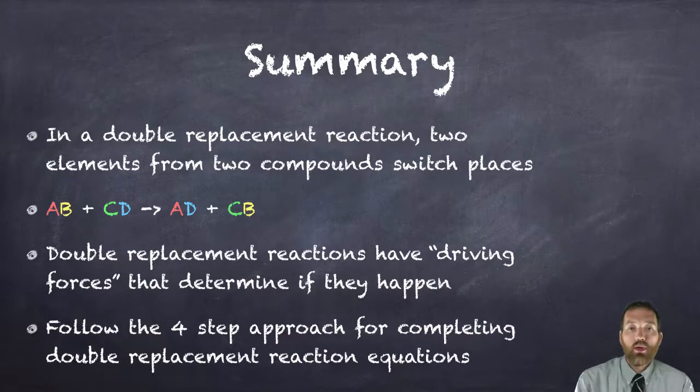So step number one, I like to assign all the charges. Step number two, I like to do the double replacement. Step number three, I crisscross the charges of my products. And step number four is to balance. And if you do this, double replacement reactions should be no problem.